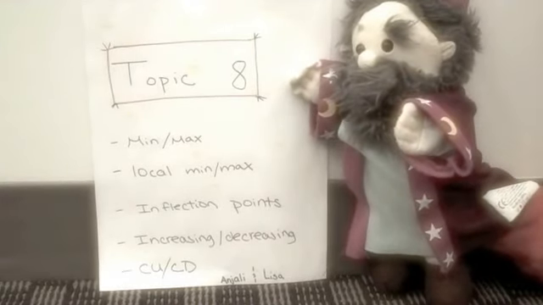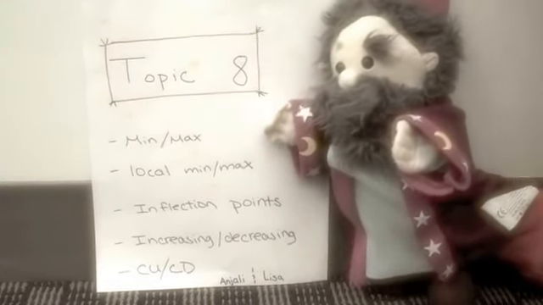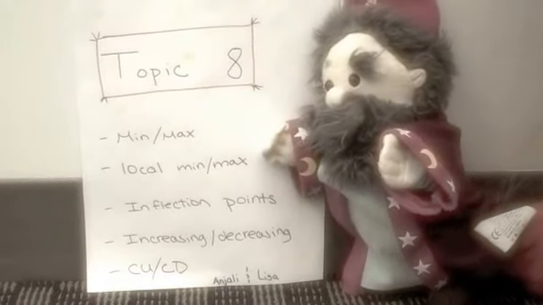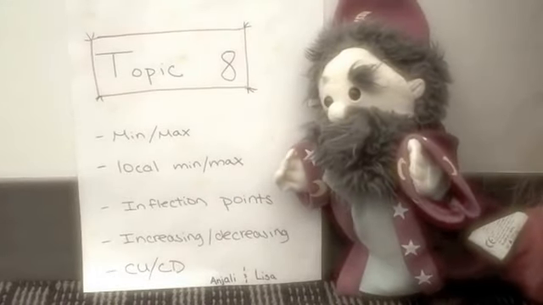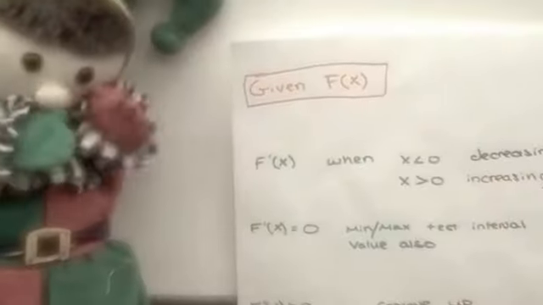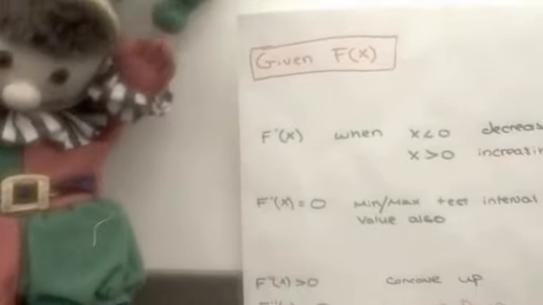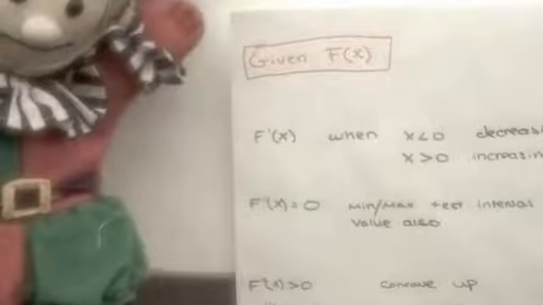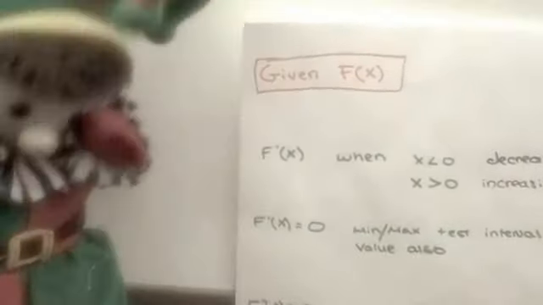Welcome to topic 8, finding the derivative of a function, finding the min and max, the local min and max, the inflection points, increasing and decreasing intervals, and concave up and concave down. Hello class, today I'll be giving you an overview on f of x, and when the function is increasing, decreasing, a min or a max, concave up, concave down, or inflection point.